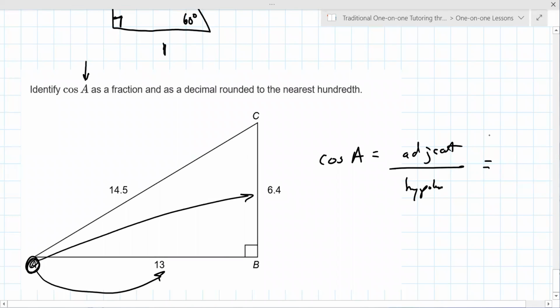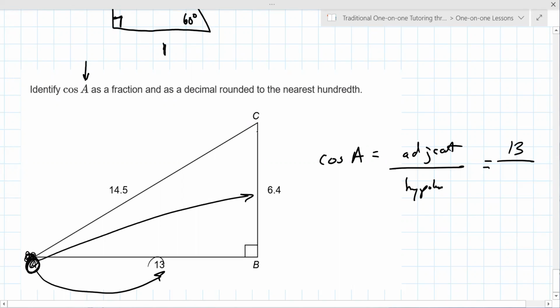Wouldn't it be 6.4? Well, let's say you're sitting here and you want someone to sit adjacent to you, or next to you. Do they sit here or do they sit across from you? They wouldn't sit across from you. They would just sit there. Great. So 13 is the adjacent. Do you follow that? Yes.